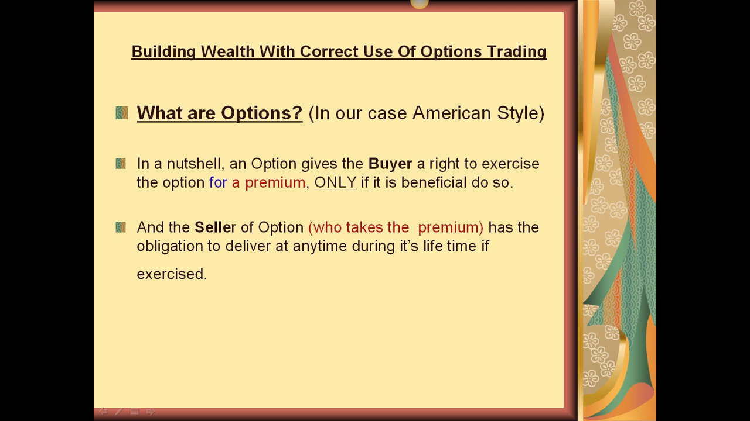The buyer of the option has the right to exercise the option if during that lifetime he or she feels that they have a profit to gain by exercising the option. But they do not have the obligation to exercise, because if it is not advantageous to them, they can let the option expire worthless. Whereas on the other side, the seller of the option has an obligation to honor the contract if exercised against him.